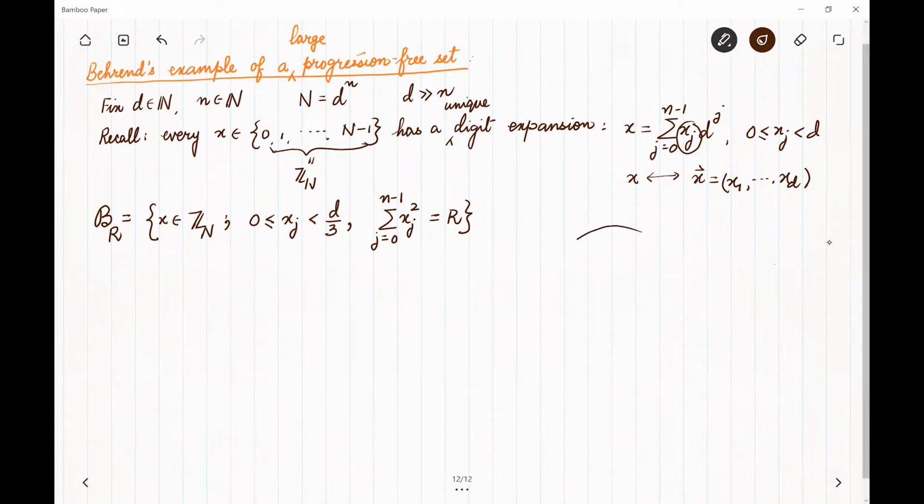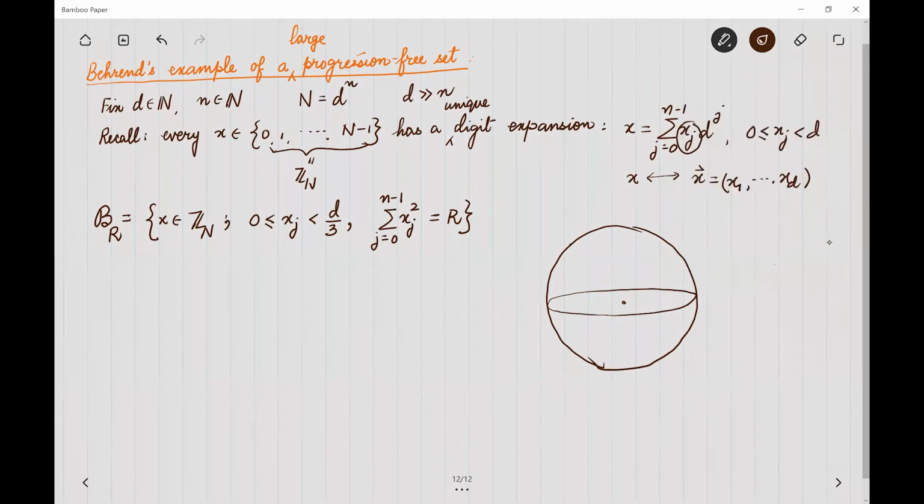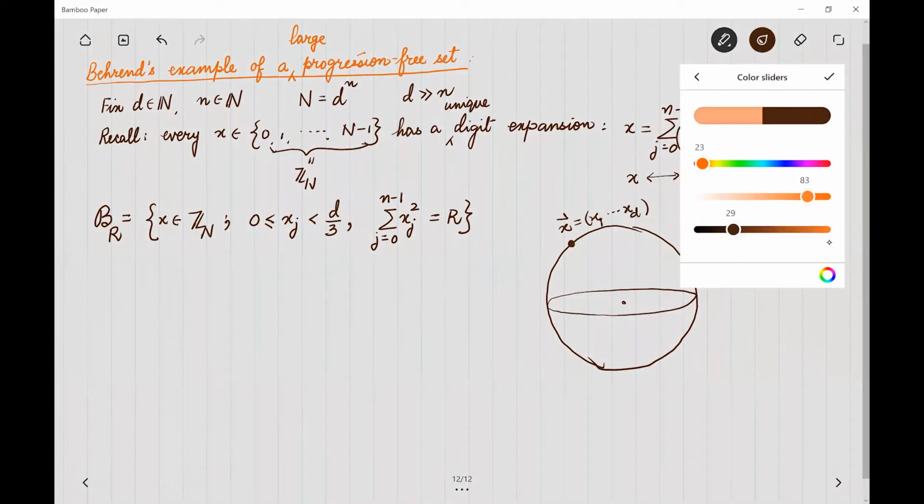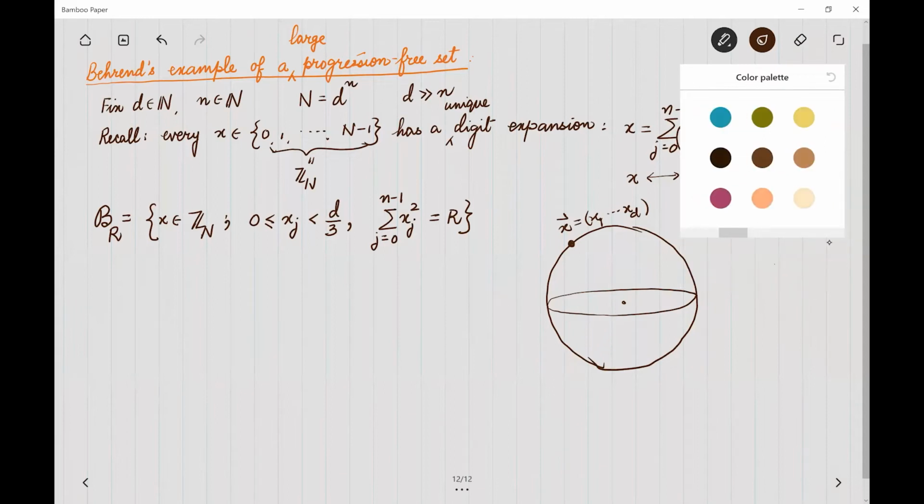So I'm going to try and draw a picture here. This is a sphere in n-dimensional space. And somewhere here, there are these points x and y. So x is a point here. Okay. Now, here are the claims that Behrend made, and let's try to enjoy this together.